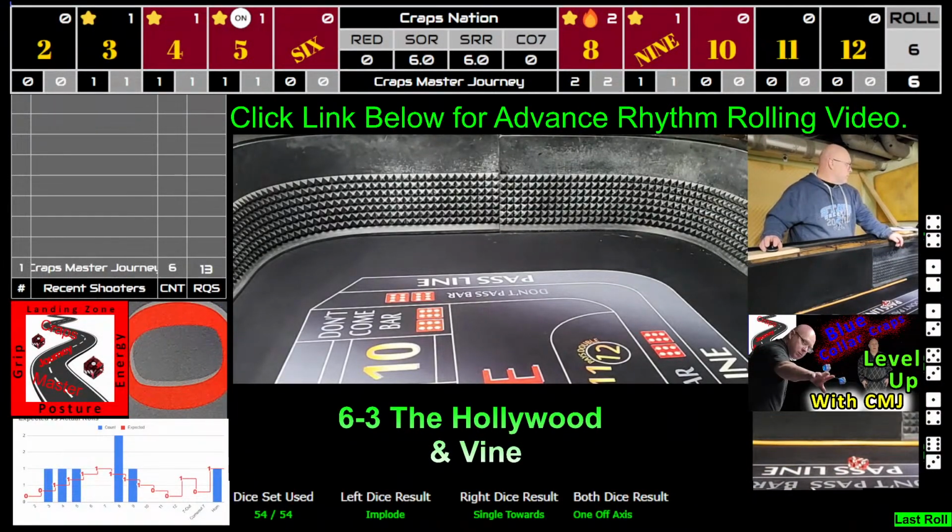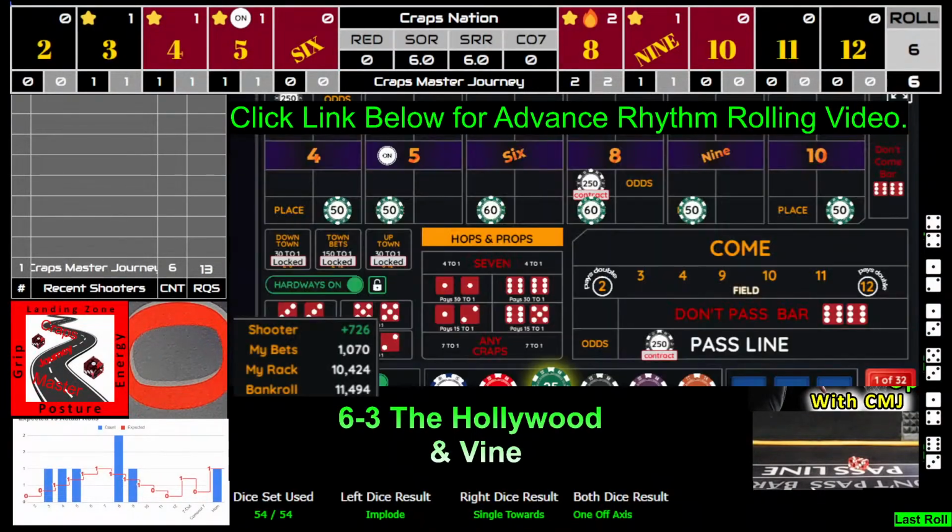So that's going to allow us to start trend betting now. So on that 9, let's go to $60. We'll bring the rest of that back to the rack. We're looking to hopefully hit an 8 or a 5. 8 or 5 would be nice.